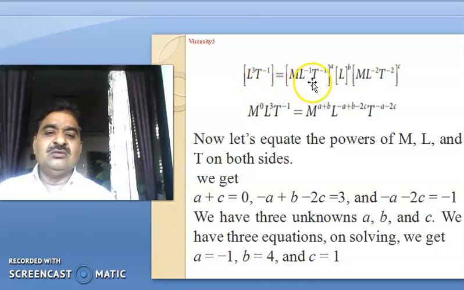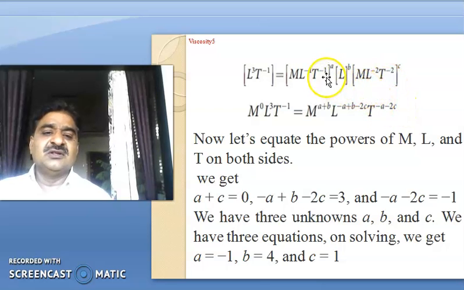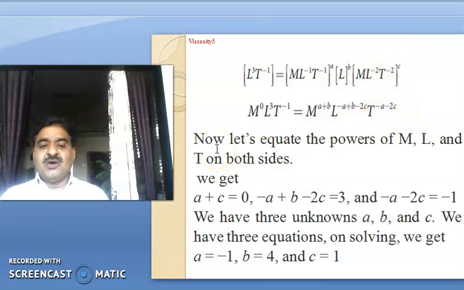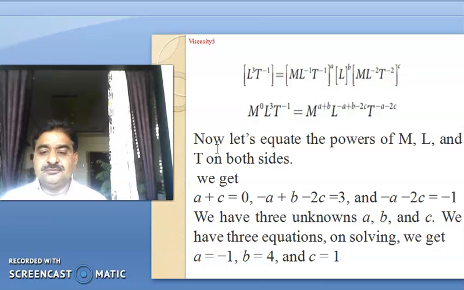Here M1 L minus 1 T minus 1 raised to A, L B, M L minus 2 T minus 2 raised to C. Here M is 0, L is 3, T is minus 1. For M the power is 1 plus A plus C; for L it is minus A plus B minus 2C; and for T it is minus A minus 2C. Got it? Now let's equate the powers of M, L and T.